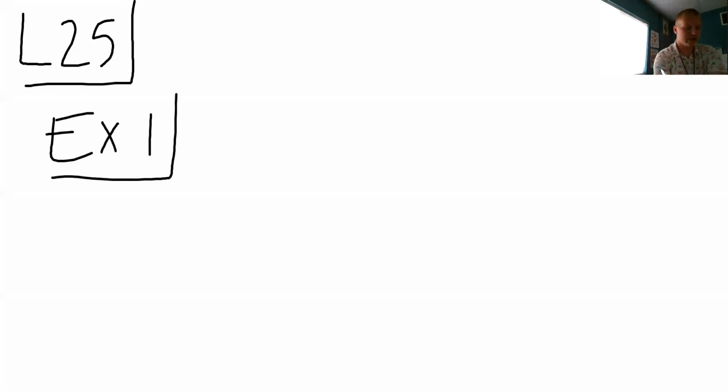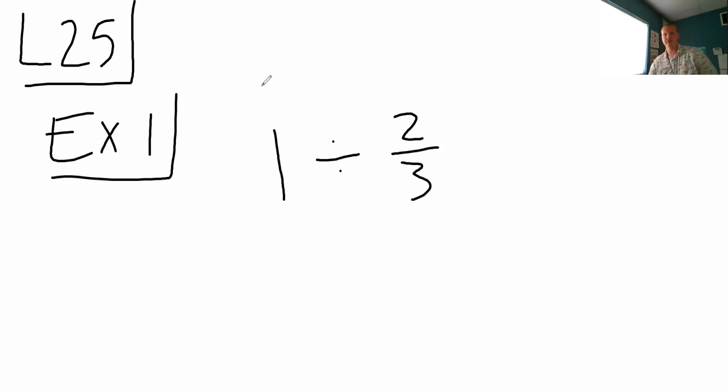So example 1, let's see, we have 2 over 3. It says, how many 2/3 are there in 1? So what I'm going to do there is take 1 and divide it by 2 over 3. 1 divided by 2 over 3. So what am I going to do next, William?